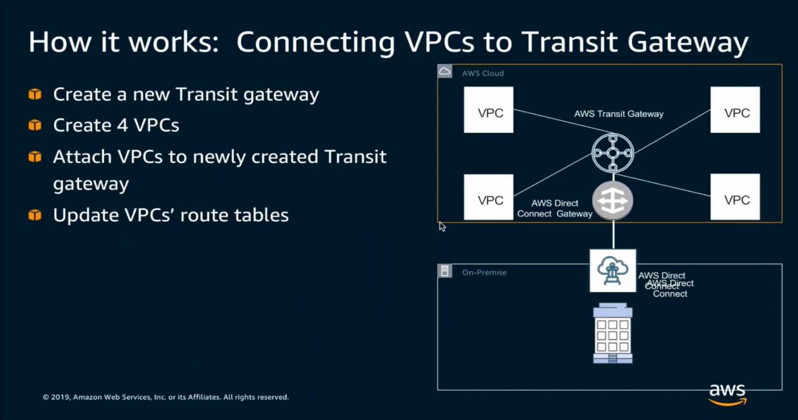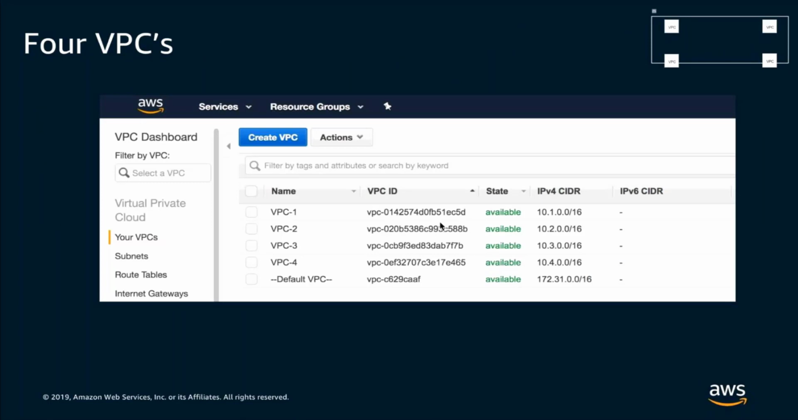So in Transit Gateway, first you create a Transit Gateway, create VPCs. In that example, we have 4 VPCs, but you can do up to 5,000, as we mentioned earlier. You attach your VPCs to the Transit Gateway, and then you update the VPC route table. So first step is create your VPCs if you don't already have them. If you have VPCs, you can just use them with Transit Gateway.